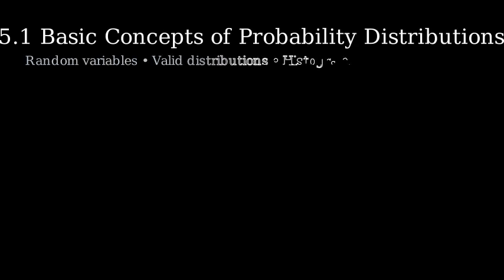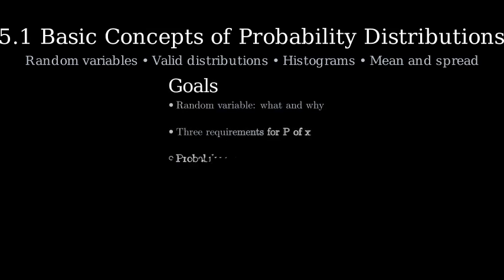Chapter 5.1 Basic Concepts of Probability Distributions. We'll build intuition with clear examples and pictures. Our goals: 1. Understand what a random variable is. 2. Know the 3 requirements of a valid probability distribution. 3. Visualize a probability histogram. 4. Compute the mean, variance, and standard deviation for a discrete distribution.